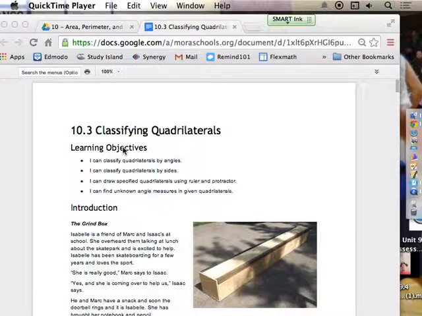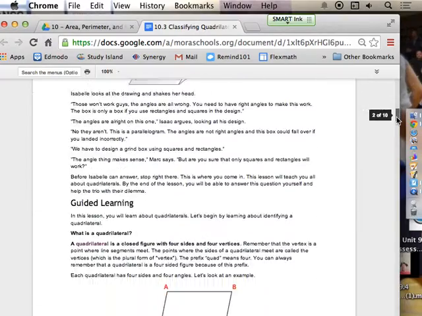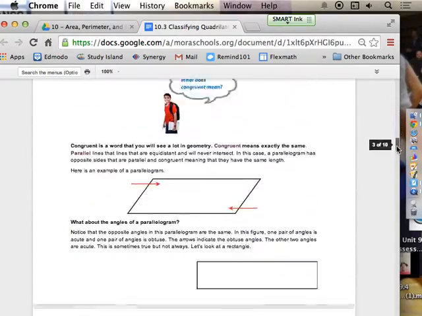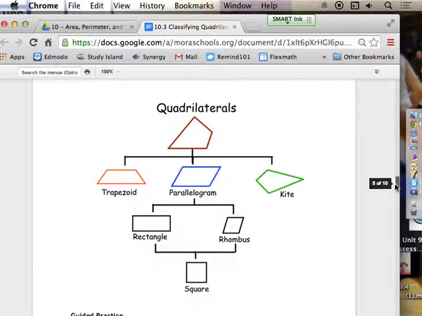Okay, we're doing 10.3, classifying quadrilaterals. This is going to be a quick lesson because we're going to do a lot of this in class. But we're going to classify quadrilaterals by their angles and their sides. Okay? The biggest thing that we look at here is this chart right here, and we'll talk about them. This will be what we'll be going around finding them in class.